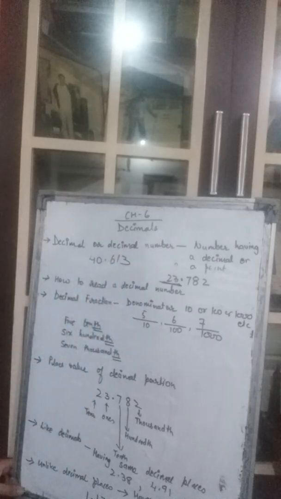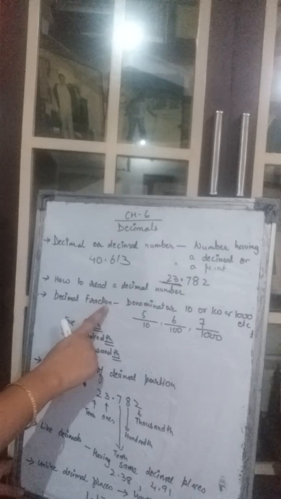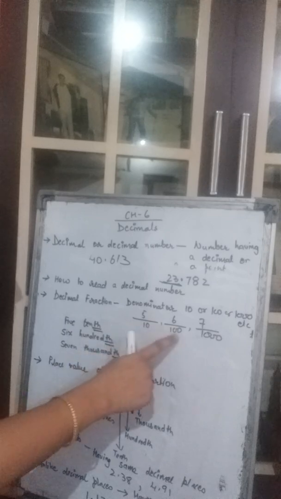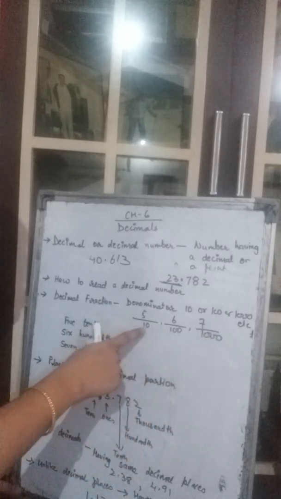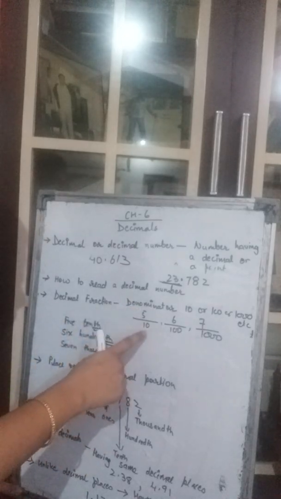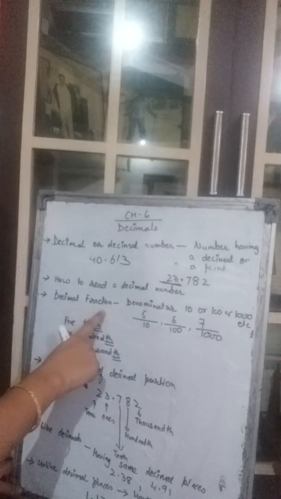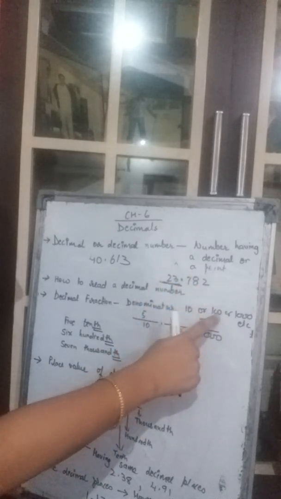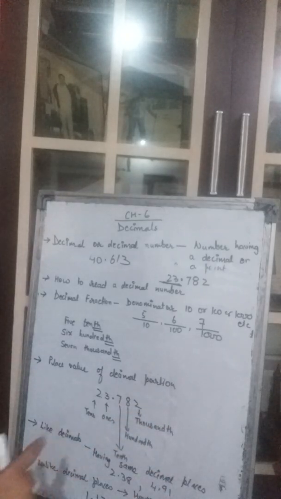Is that clear? Now, the third important thing is, what is a decimal fraction? Decimal fraction is a fraction which has a denominator 10 or 100 or 1000 or 10,000, that is the exponent of 10, not the multiple of 10. If it has a denominator 20, 30, 40, then it will not be a decimal fraction. Decimal fraction always has a denominator either 10 or the exponent of 10, like 100 or 1000 or 10,000, like that, right?